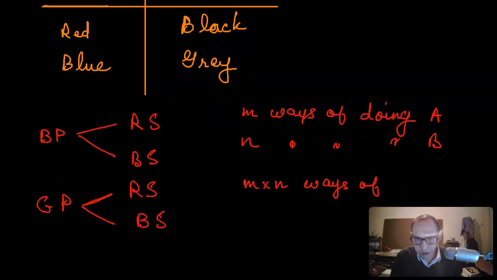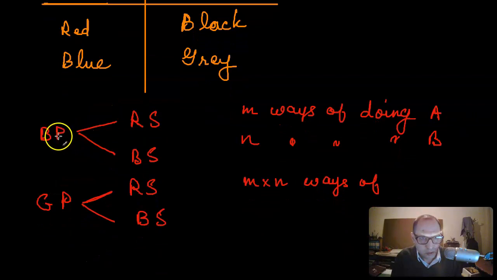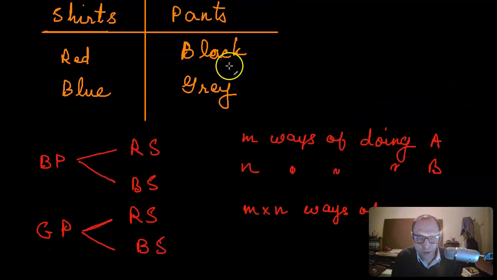And the case would be something like this. So for example, the pants are, as we mentioned here, the black and gray. So there is the black pants and the gray pants. The black pants can be worn with the red shirt and the blue shirt. The gray pants can be worn with the red shirt or the blue shirt, right?